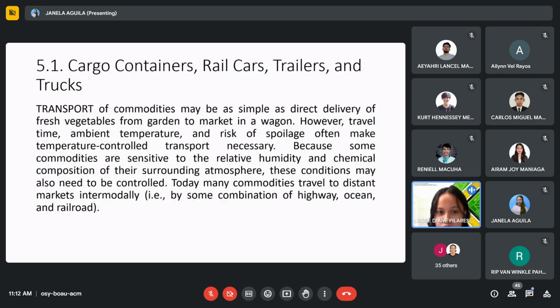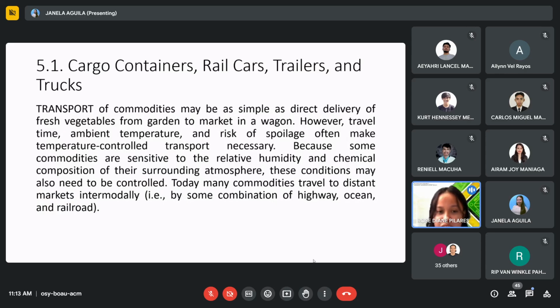So transport of commodities may be as simple as direct delivery of fresh vegetables from garden to market in a wagon. However, there were factors including nga yung mga travel time, ambient temperature, and the risk of spoilage. And these mga factors ay yung necessitated yung use ng ating temperature-controlled transport methods.